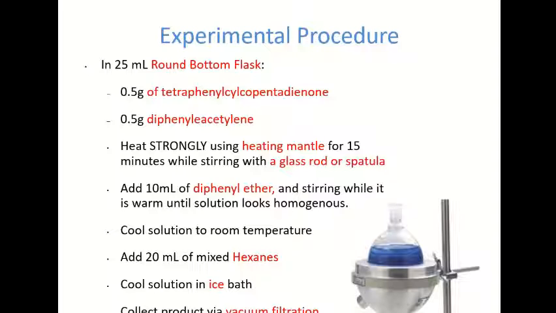Then you need to add 10 milliliters of diphenyl ether and stir while it is warm until the solution looks homogeneous. Cool the solution to room temperature. Add 20 milliliters of mixed hexanes. Cool the solution in an ice bath and collect the product via vacuum filtration.